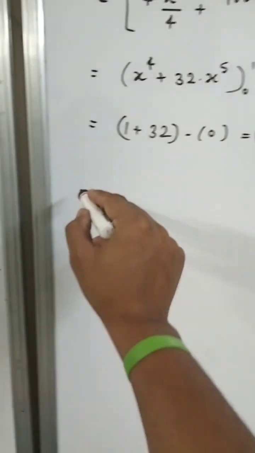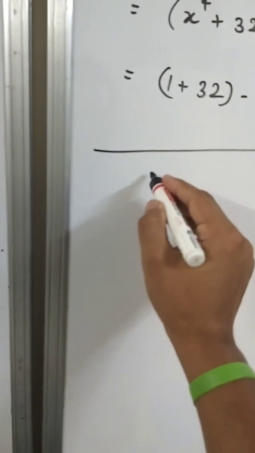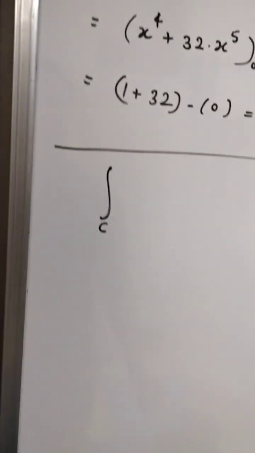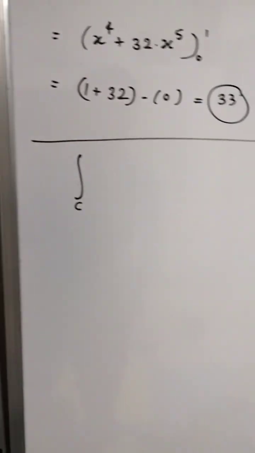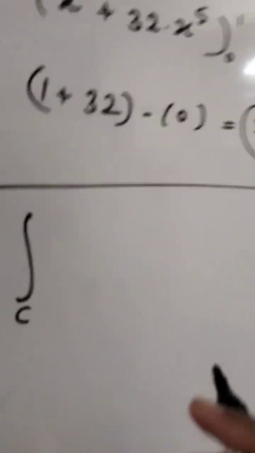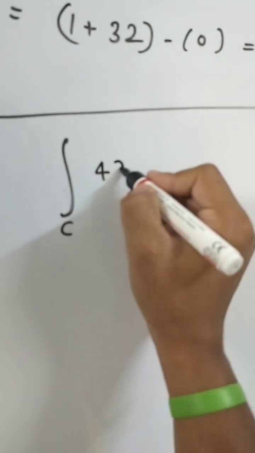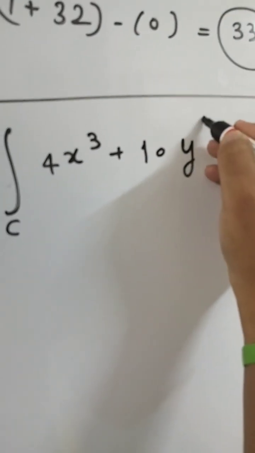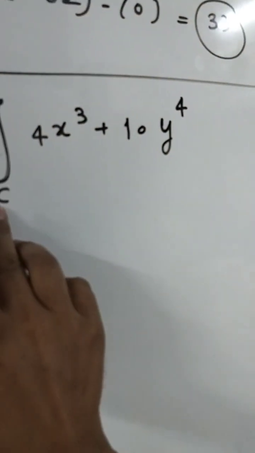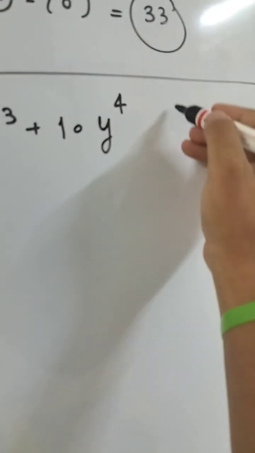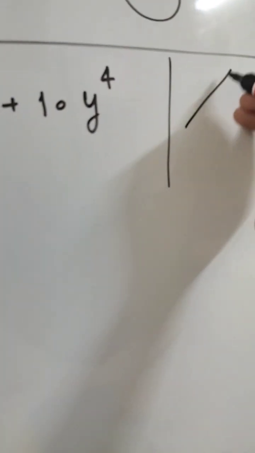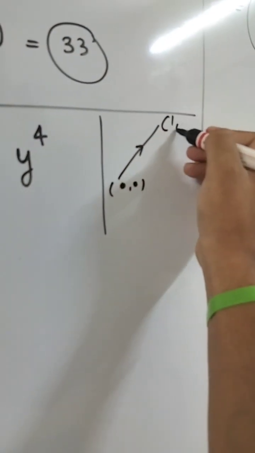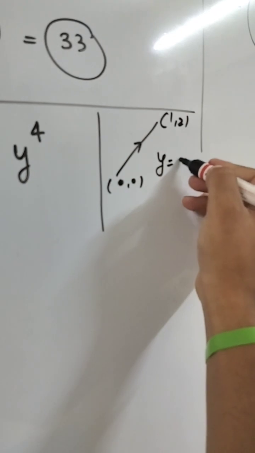So the problem was that we are asked to find the integration along a curve C. And there is some function which is given, say 4x cube plus 10 y to the power 4. Along this curve, there is no dx, no dy. There is a curve C from (0,0) to (1,2), which is y equals 2x.